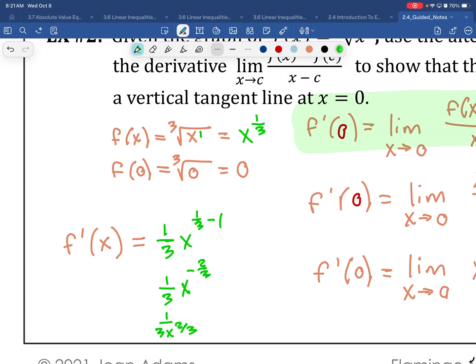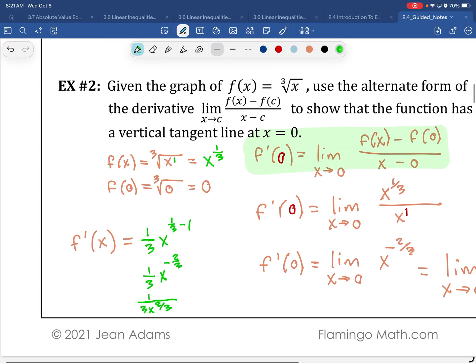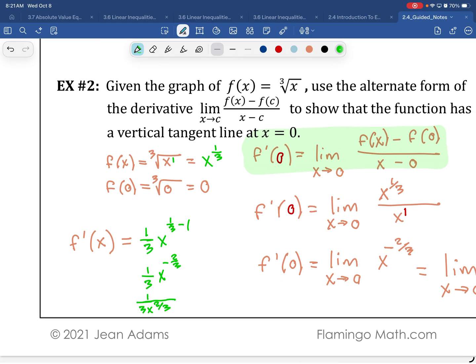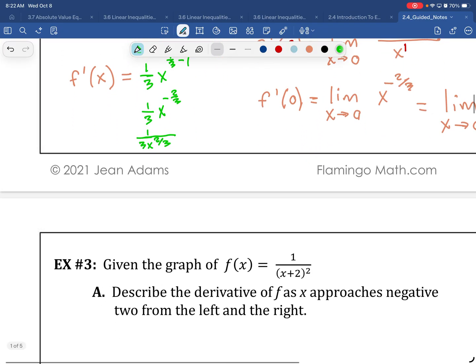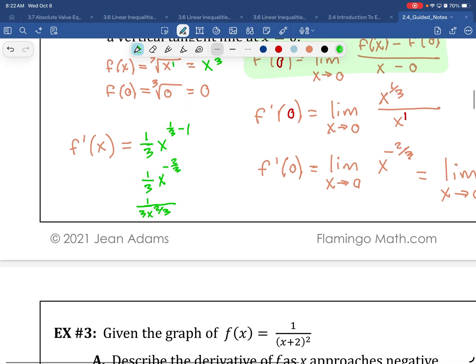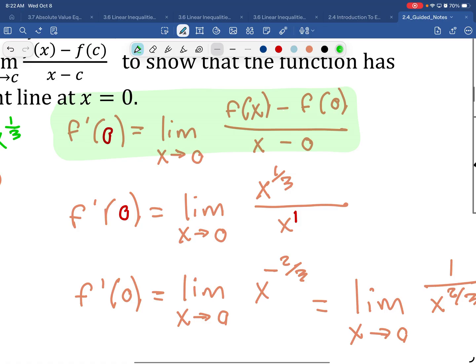Sorry for the scrunched up writing. Could you do that? Yeah, it's just the power rule. Same thing we've been doing. And then if I asked you to find f prime of 0, what would you get? Which is still undefined. Roger that. This sucks, but you're going to be asked to do a limit of a derivative.